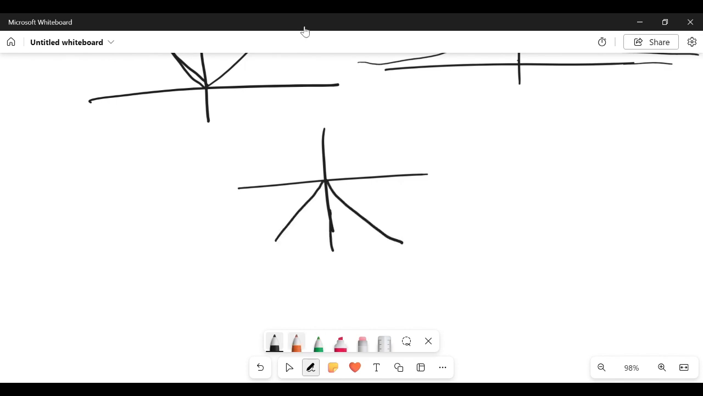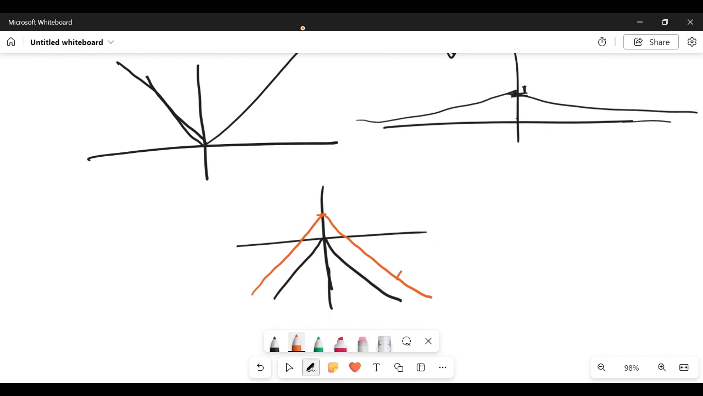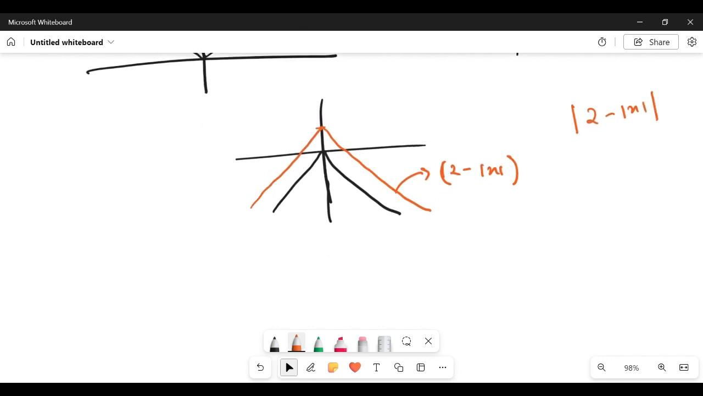Now you add 2. When you add 2, at x equal to 0 the value would be 2, so this would simply shift along the y-axis, right? And now you use a mod again. So this is the graph of 2 minus mod x. Now I have to make the graph of 2 minus mod x, and the whole mod, right?